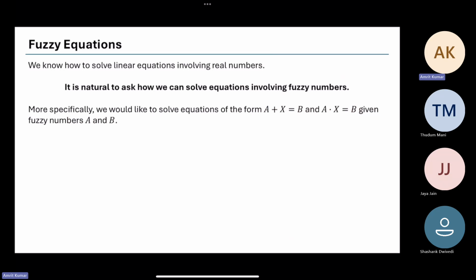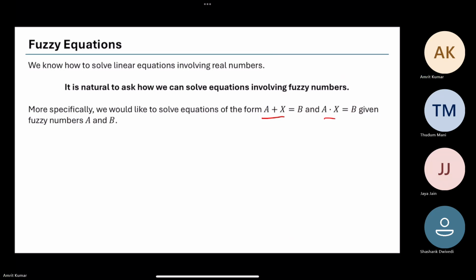So we all know how to solve linear equations involving real numbers, right? So 2x plus 3 equals 5, then we know that x equals 1. We know how to solve such equations. So it is natural to ask whether we can solve equations involving fuzzy numbers. More specifically, we want to solve equations of the form a plus x equals b, a dot x equals b, where a and b are fuzzy numbers, and we want to find a fuzzy number x. So we want to solve these equations in the space of fuzzy numbers.